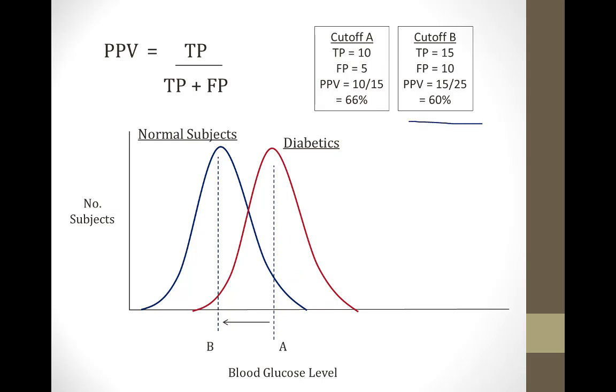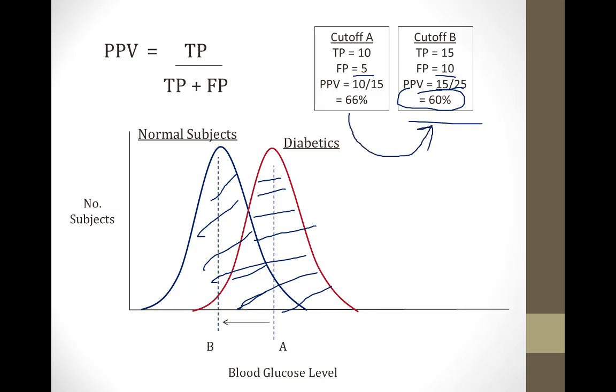Now let's suppose we move to cutoff B. Well, now we've got true positives that have gone up to 15. They were 10 before, but now they've gone up to 15. All these diabetics here are classified as true positives, but we've also increased our false positives from 5 over here to 10 over here, because now all these normal subjects are above the cutoff point and they're classified as false positives. If we do that math, the positive predictive value is 15 over 25, and that works out to 60%. So you can see that we have lowered the positive predictive value by moving the cutoff this way on the curve.